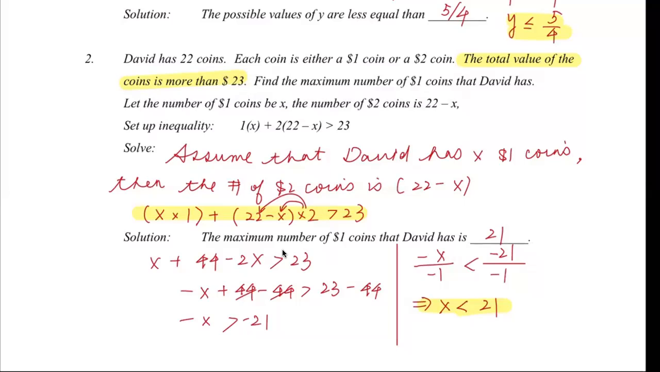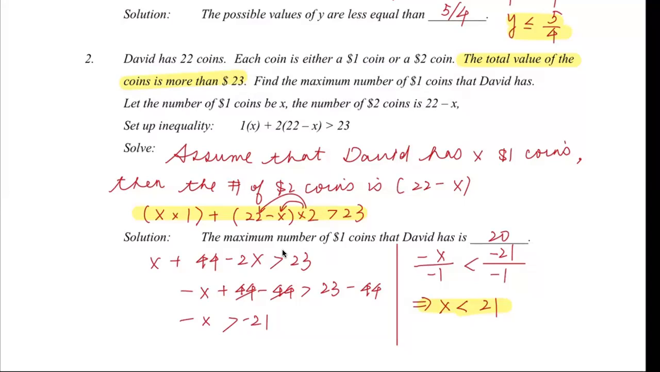Sorry guys, I just read the question again. Here, it shouldn't be 21. So the final solution, it should be 20. Yeah, it's very easy to make a mistake here.